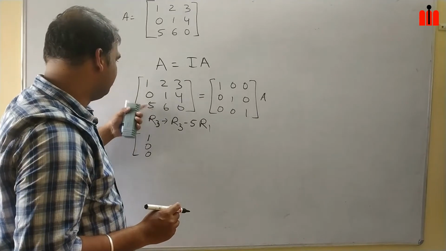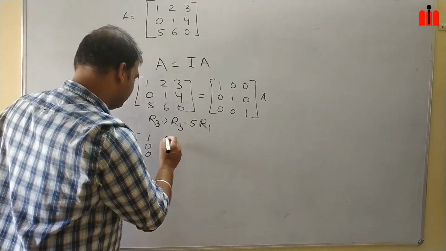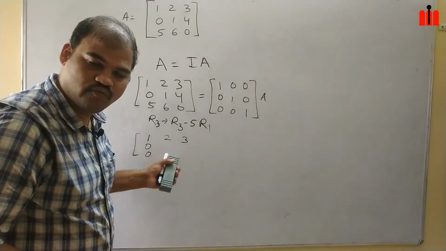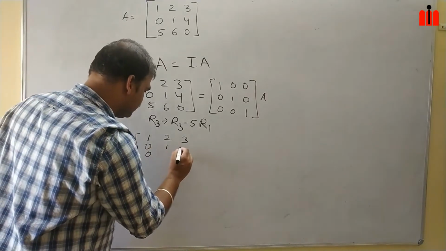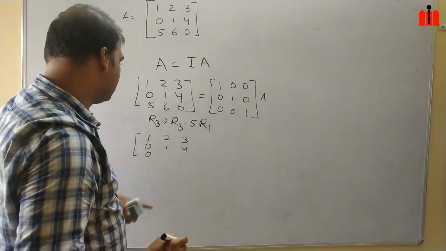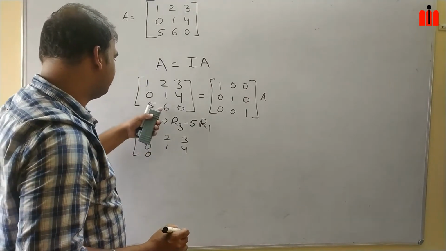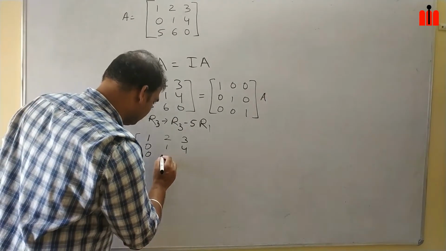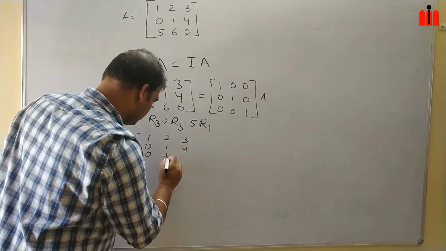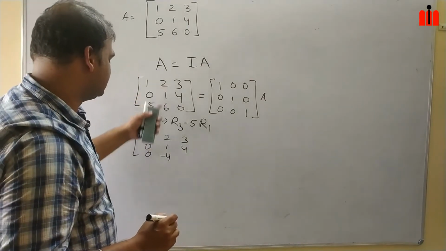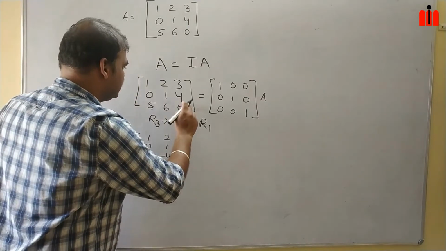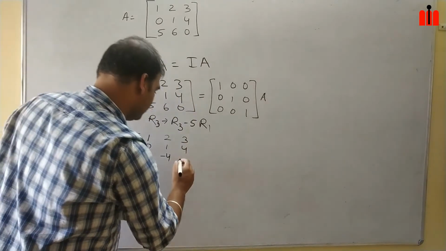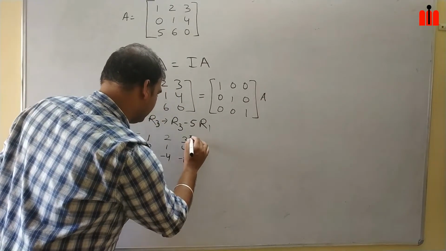5 minus 5, it is 0. After that it will be 2, 3. We are not performing any operation on row 1 and row 2, so it will be the same. Now in R3 minus 5 R1, 6 minus 5 into 2, so it will become minus 4. Okay, 6 minus 10, minus 4. After that 0 minus 15, so it will be minus 15.